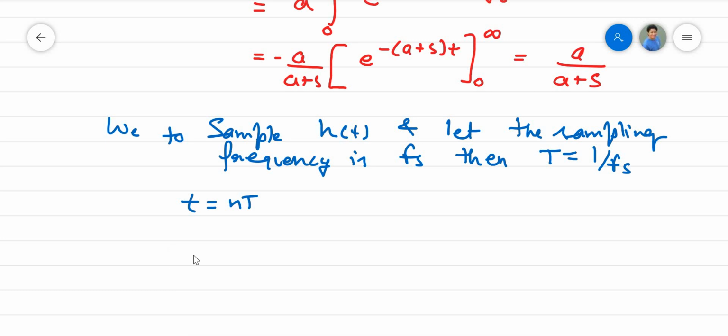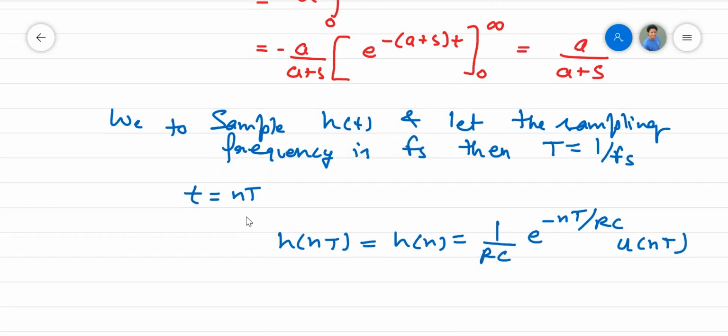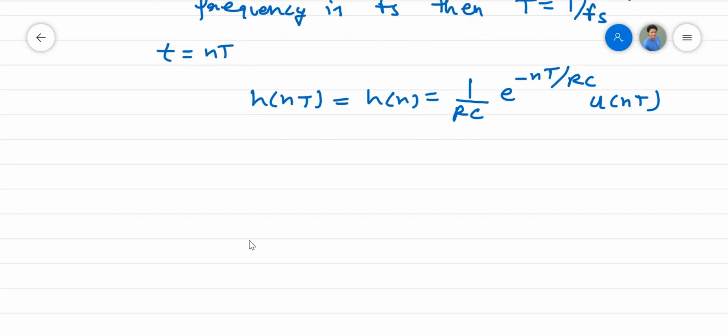So after this, h(t) will be equal to h(nT), also written as h of n. It will go through this sampler and this result will come out to be 1 by RC exponential minus nT by RC u(nT). Now we have found the value of h(n), and now we want to find its z transform.